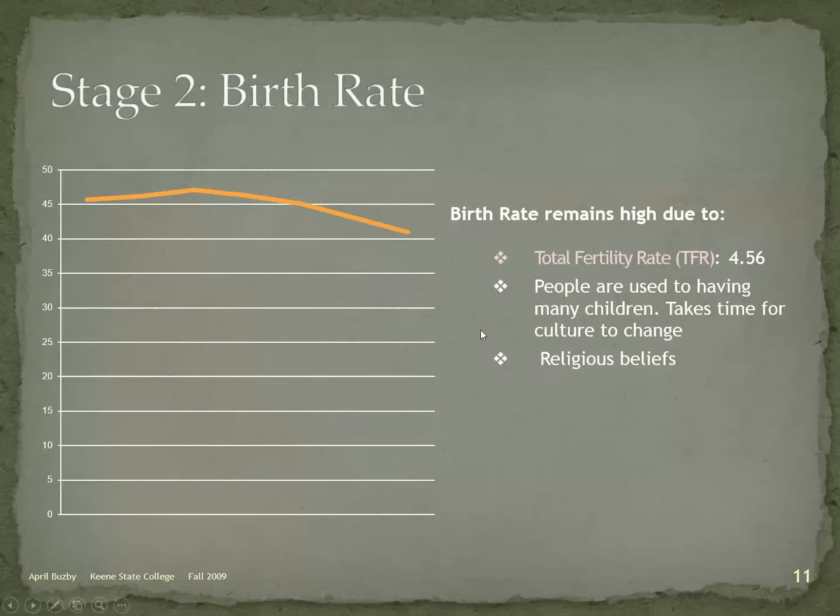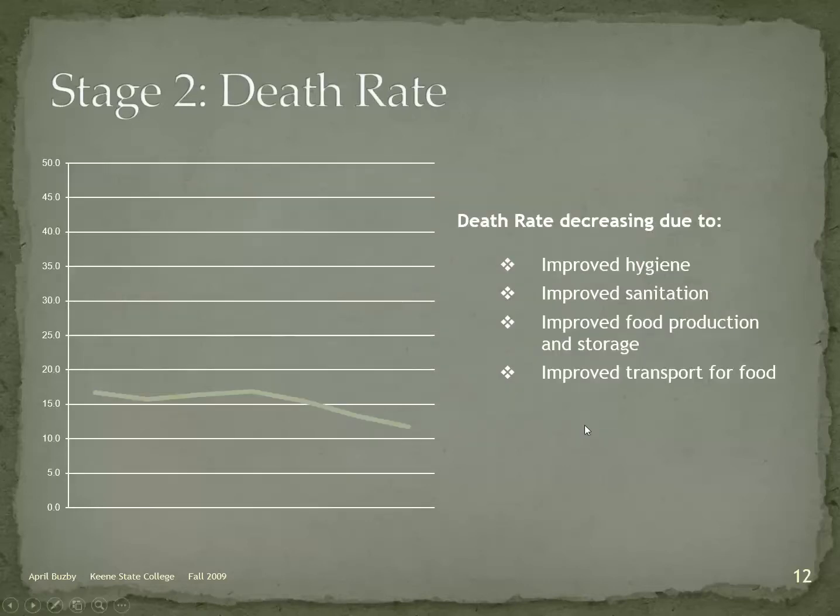So let's talk about birth rate. It remains high. So we have a total fertility rate which can be around 4 to 6. That would be children per woman per year. Not per year, sorry, per lifetime. And people are used to having many children, so it takes time for this culture to change. And again, religious beliefs can tie into it. The death rate, however, has decreased due to improved hygiene, improved sanitation, improved food production and storage, and improved transportation of food.